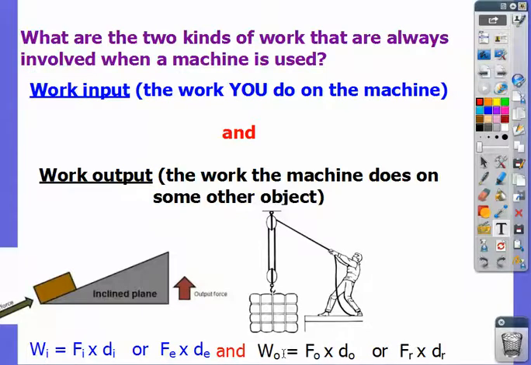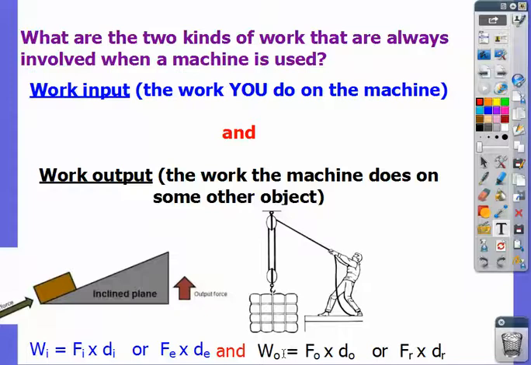Now, we need to recognize, we all know that we don't live in an ideal world. We live in a world where there's friction. So some of the work that you do when you use a machine is going to be converted to thermal energy and not work output. So in reality, when you use a machine, even though a job might feel easier, you're actually doing more work than the machine does. You get less work out of the machine than the work that you put in.